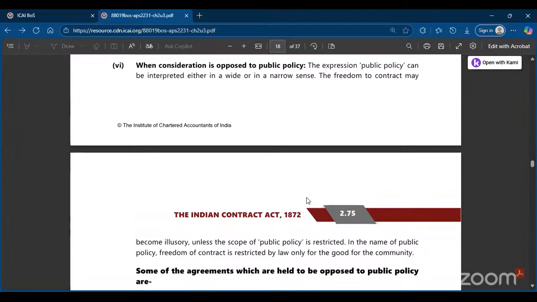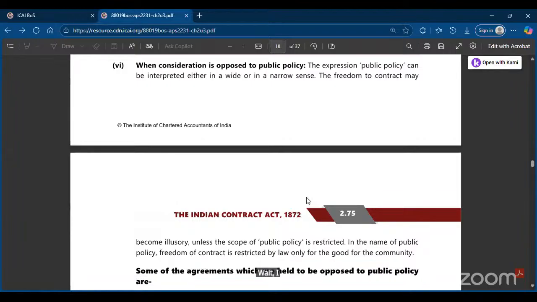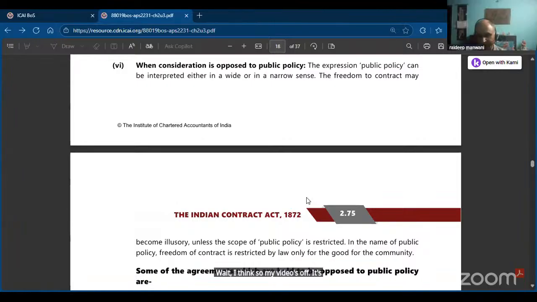Understood. Okay. Anyway, coming to the point. So agreements opposed to public policy are basically those agreements. Wait, I think my video is off. I think it's on, right, or no? I'm getting very confused, Pranav. Yes, sir. Now it's on. It is on. Okay.